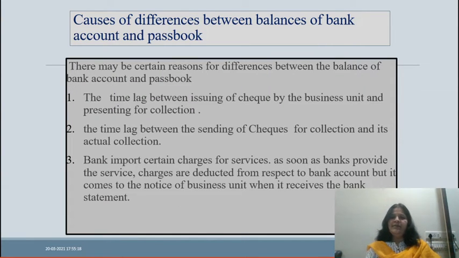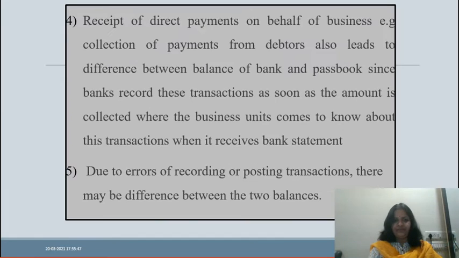Causes of differences between balances of bank account and passbook. There may be certain different reasons for difference in balances of passbook and bank account. The time lag between issuing of check by the business unit and presenting it for collection. The time lag between the sending of checks for collection and its actual collection. Bank may impose certain charges for services. As soon as the bank provides service, charges are deducted from the respective bank account, but it comes to the notice of the businessman when it receives bank statement or bank passbook.